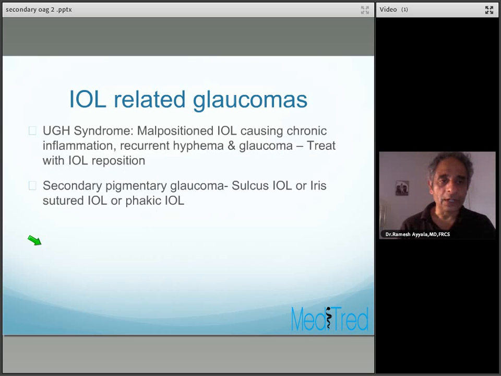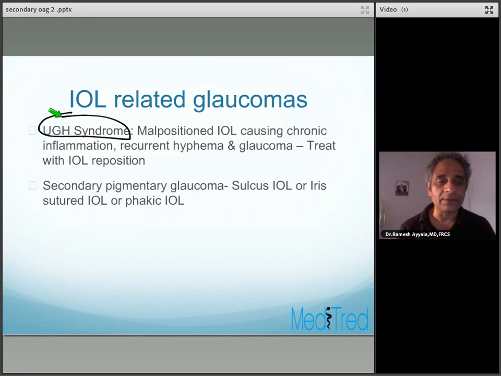Let's move on to intraocular lens-related glaucomas. There are two that come to our mind. One is the UGH syndrome, or the uveitis-glaucoma-hyphema syndrome. It typically results from a malpositioned intraocular lens causing chronic inflammation, chronic recurrent hyphema and glaucoma. So this IOL is rubbing against either the underlying iris or the ciliary processes and causing this problem. And the treatment, of course, is to reposition the intraocular lens.